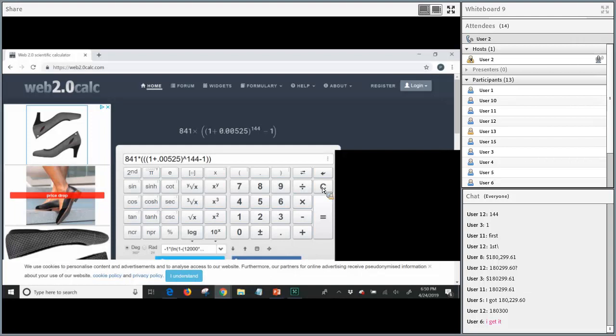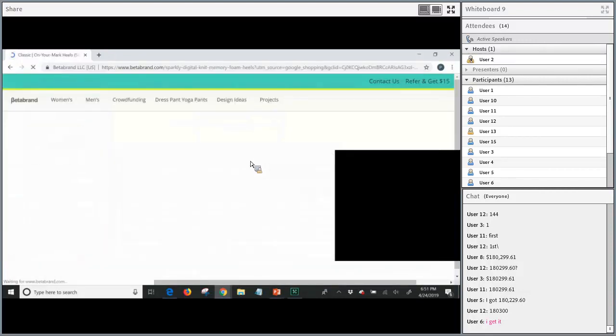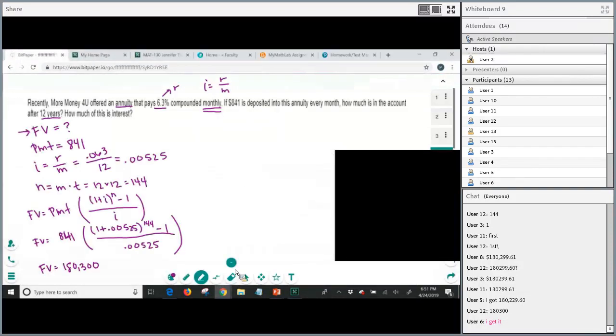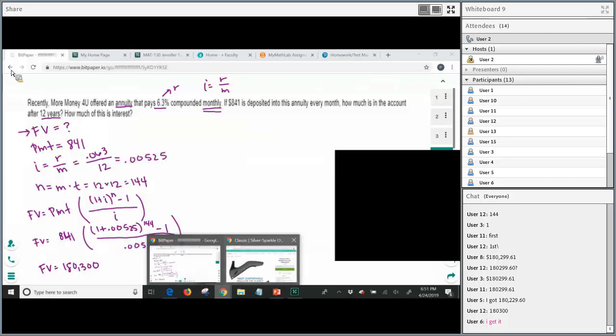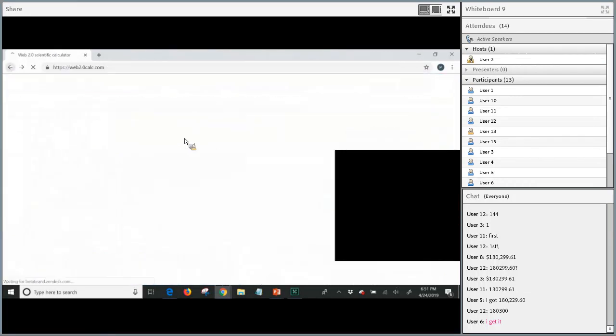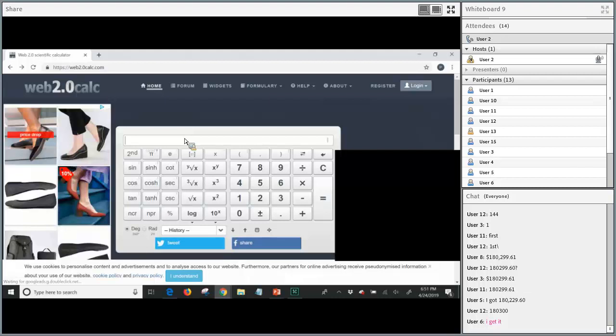Now we're done with the numerator, so outside that next parentheses, divided by 0.00525. I check my formula and it looks good. Let me just copy paste it. Whoops. No. Well, I didn't mean to click on that thing with shoes. Good grief. Ugh, darn it.